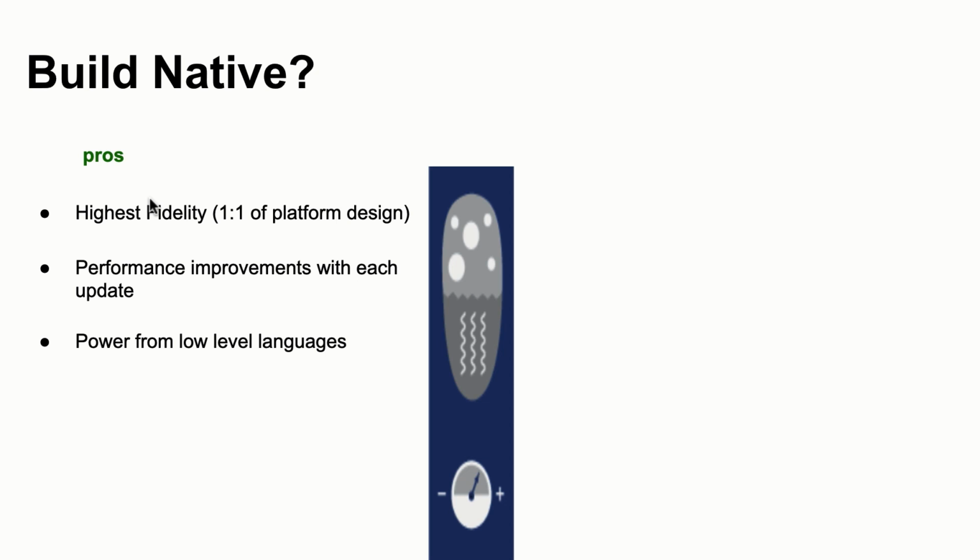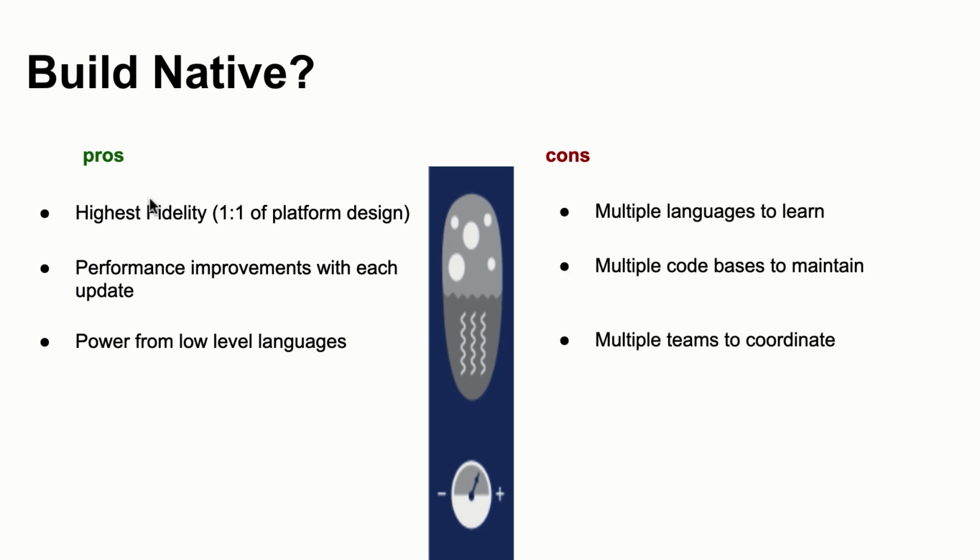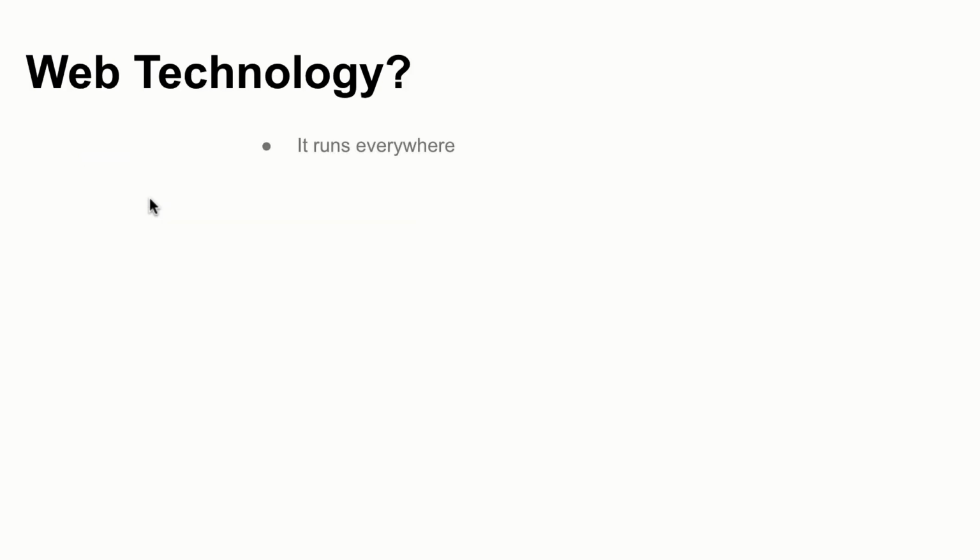Building native apps has some cons too. You need to learn multiple languages like Java, Kotlin and Swift. You have to maintain a separate code base for each platform. Multiple teams to coordinate for Android, iOS and web app.